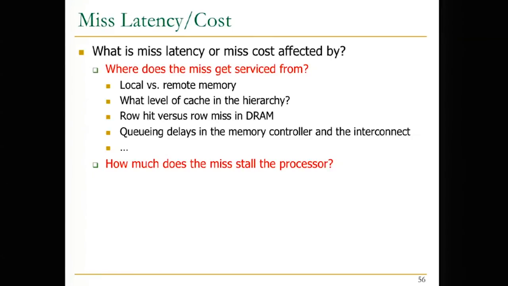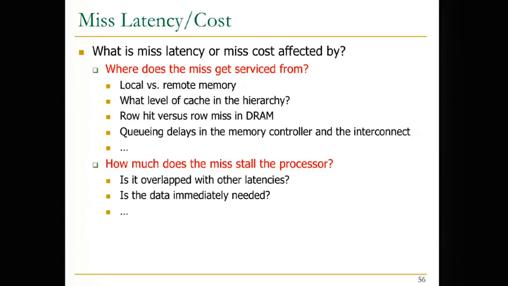So there are many places where the miss can get serviced from. Local versus remote memory: this processor's memory versus that processor's memory. What level of cache in the cache hierarchy. Row hit versus row miss in DRAM. Whether you have queuing delays in the memory controller and the interconnect. Even in a single chip today, you have different memory channels, right? This memory channel may be quick because it's not very loaded. This memory channel may be slow because it's very loaded at that point in time. So this may depend on the point in time also, right? And there may be other things that you come up with.